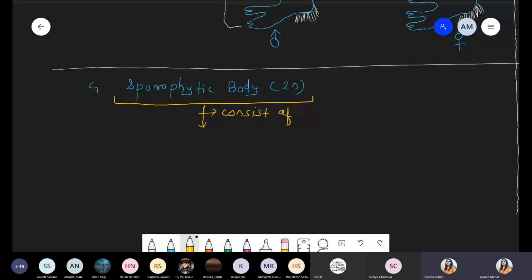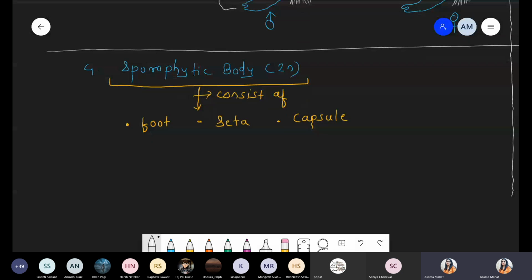Number second, seta, and number third, capsule. Foot, seta, and the capsule. So these are the three typical structures associated with the liverworts.